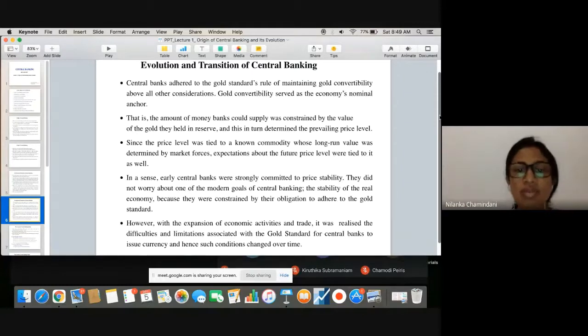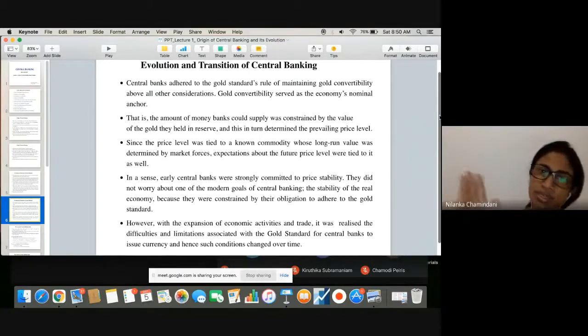So the price level was the third sentence now, right? Since the price level was tied to a non-commodity, right? Now we know that money supply is linked with the gold reserves that we have, so accordingly there is a control over the money supply, and in turn the price levels. Now we can see the price level was tied to a non-commodity whose long run value was determined by market forces. I already described everything. The general price level is determined by the market forces, supply and demand.